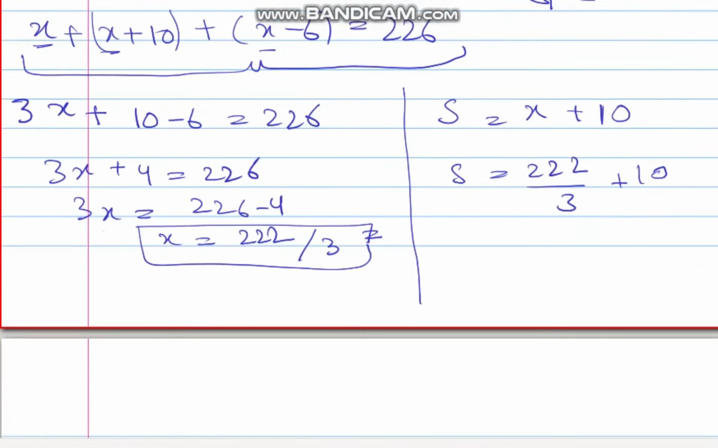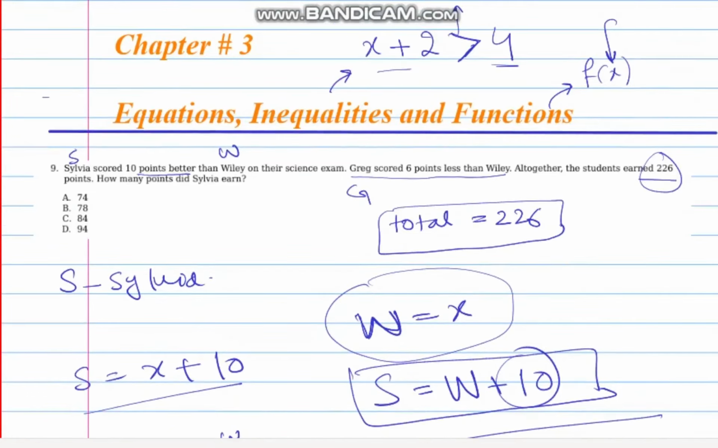Now we will do the division. Please tell me the answer, dear students. What is the score of Sylvia? Please calculate and tell me. Teacher, I calculated, and 222 divided by 3 equals 74. Plus 10, it will be 84. Yes, 84, very good. So please go to the answer, and 84 will be there. This will be your answer.